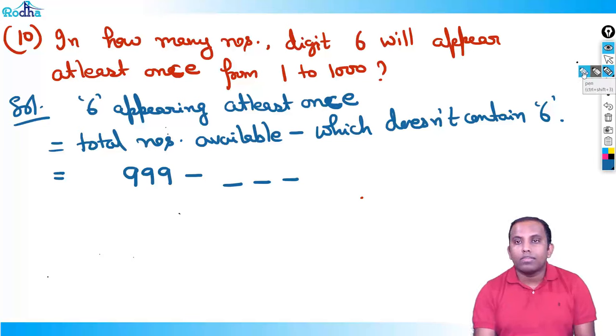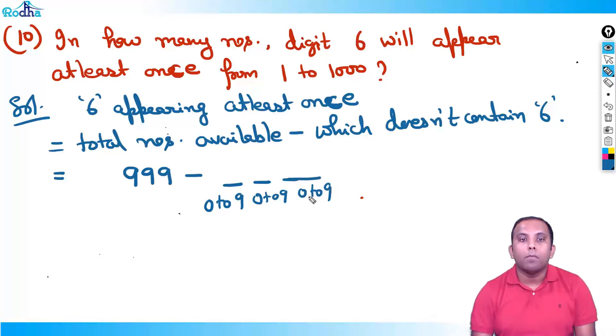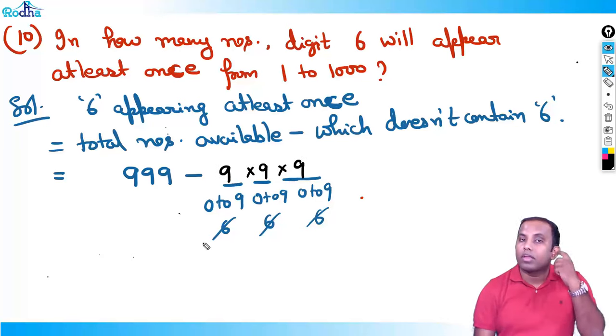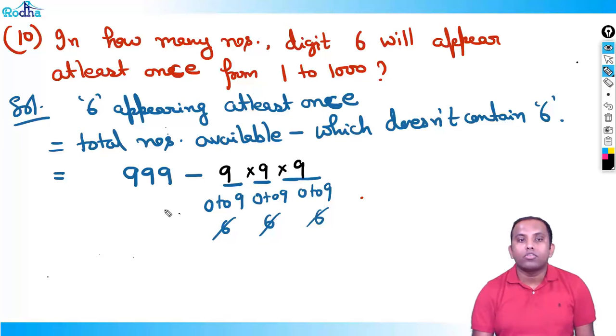If 6 is not occurring a single time, for first place how many options? 0 to 9, 10 options. For second place also, 0 to 9, 10 options, because I don't have to take 6. Third place also 0 to 9, 10 options, but out of these 10, I don't have to take 6. That means 9 options are left. So 9 into 9 into 9. What is the answer for this question? 999 minus 9 cube, that is 729. So it is coming 270.